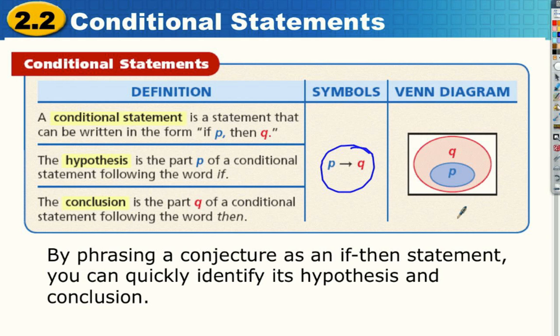So now what is P and what is Q? The hypothesis is P, and it's the statement following the word if. So it's the if part of the statement. The conclusion is Q, and that's the then part of the statement. So again, this is read if P then Q. This is also read if P then Q. When we take a conjecture, like the ones you learned how to form last time and during today's warm-up, and we phrase it as an if-then statement, we can quickly pick out the hypothesis and the conclusion.